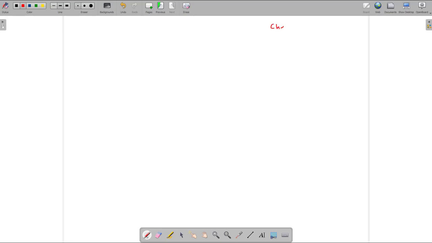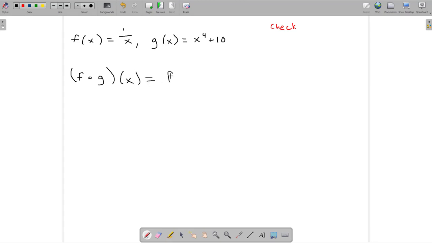Okay, so we'll go through and check our work one more time. My f of x was 1 over x, and my g of x was x to the 4th plus 10. So let's calculate f of g of x. f of g of x is f evaluated at g of x, which means I look at my f. Wherever I have x, I'll plug in g of x instead. So 1 over g of x. Take it a step further, I know what my g of x is: 1 over x to the 4th plus 10, which is what we wanted to end up with. So that's how you know you did it correctly.